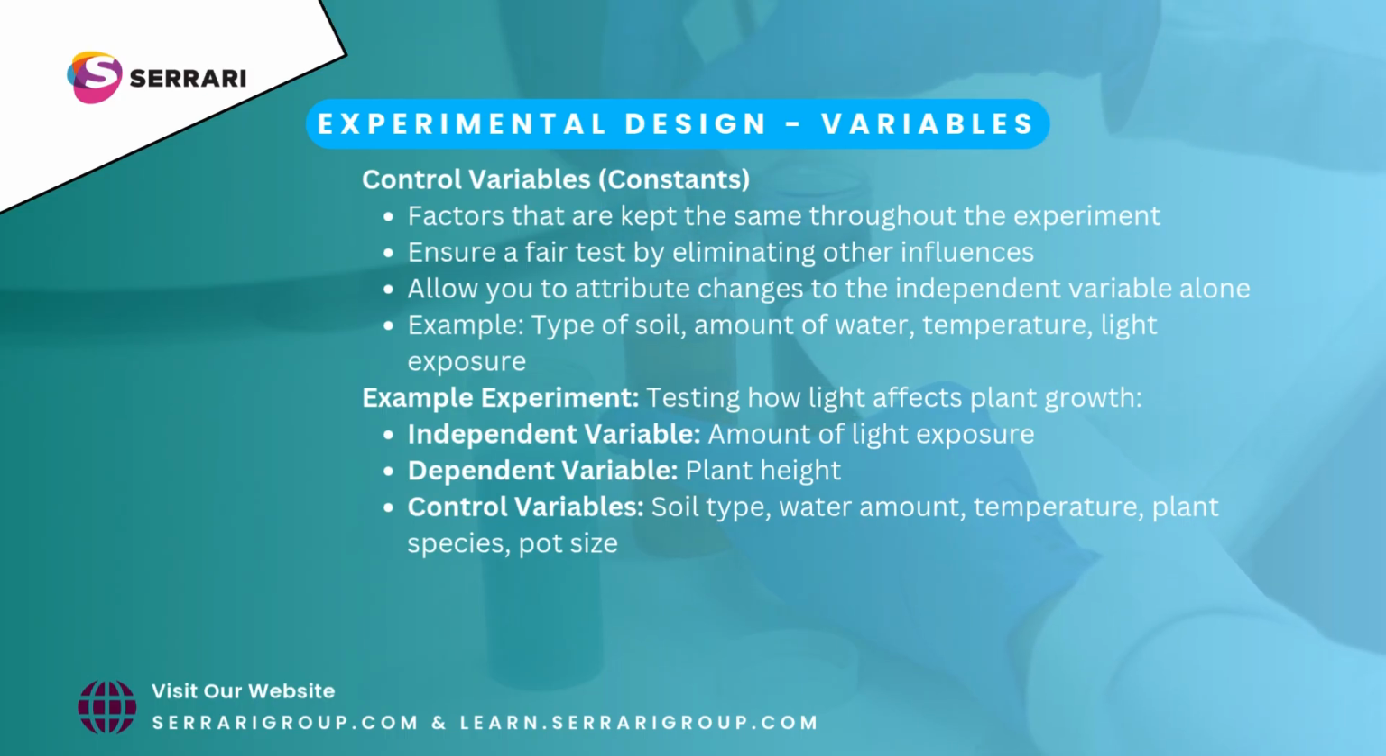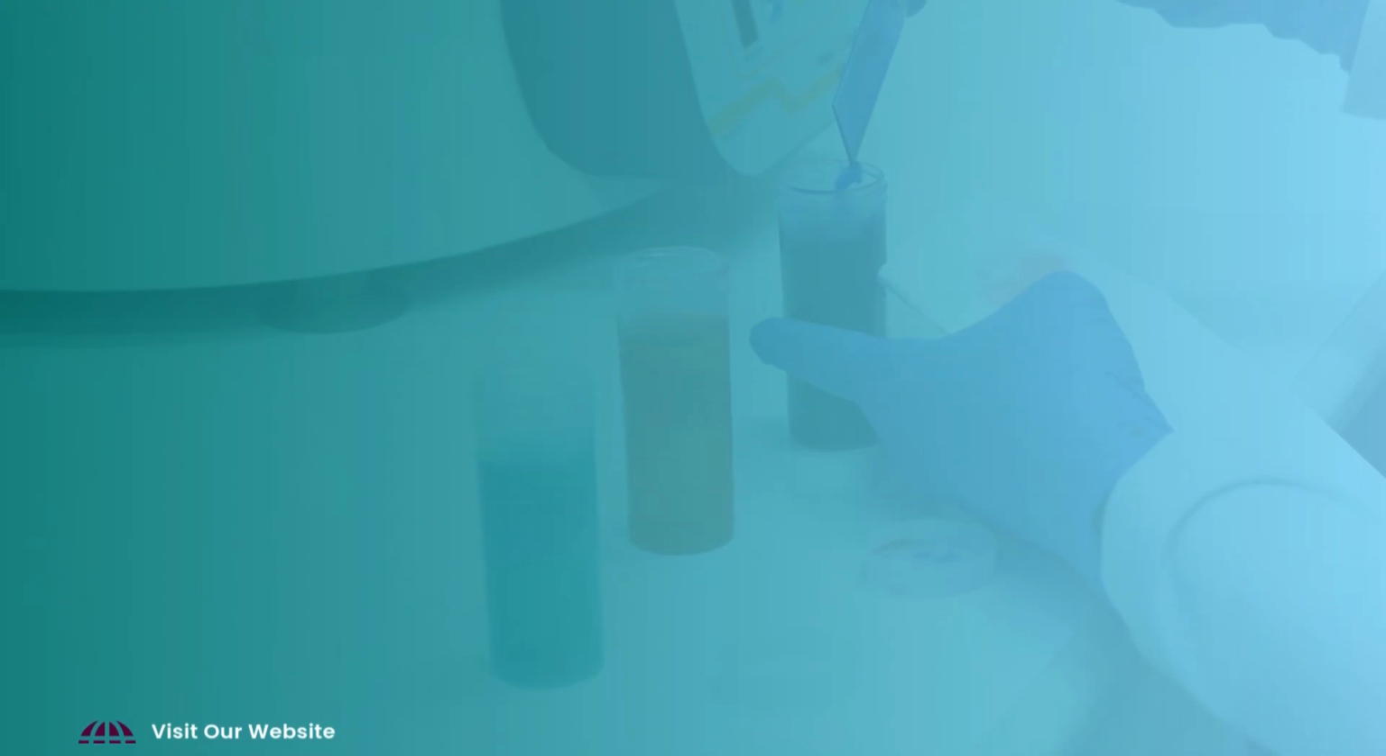Example experiment, testing how light affects plant growth. Independent variable, amount of light exposure. Dependent variable, plant height. Control variables, soil type, water amount, temperature, plant species, pot size.